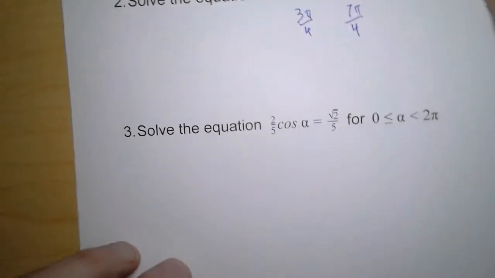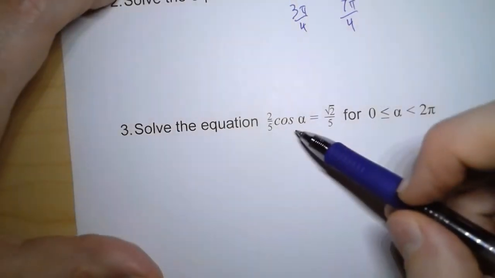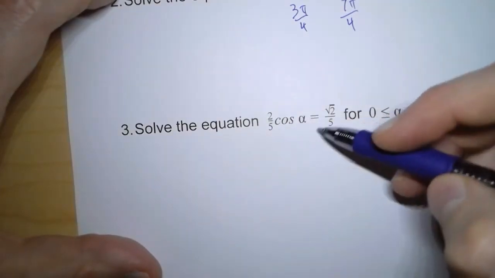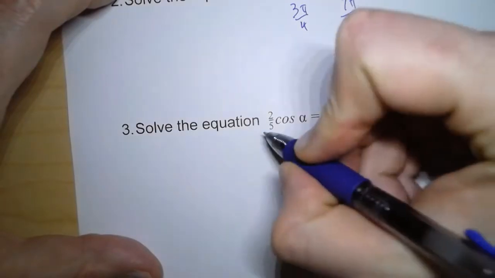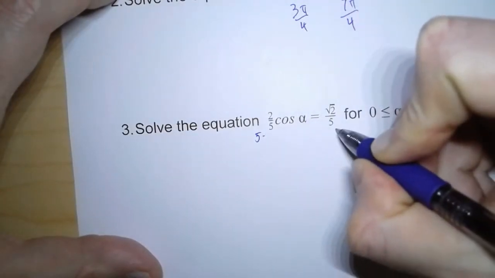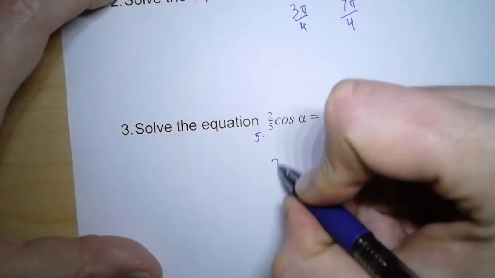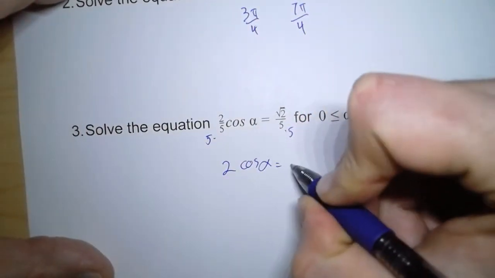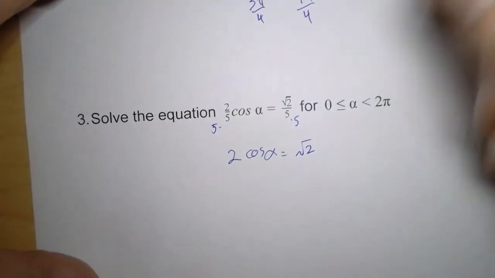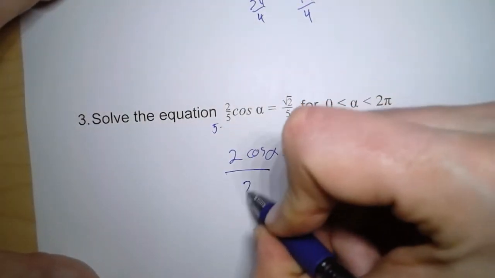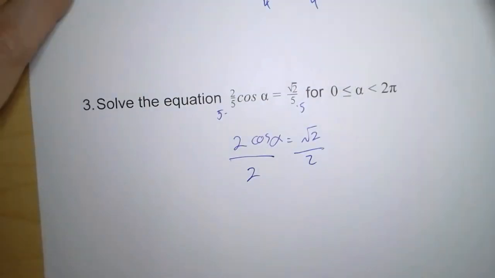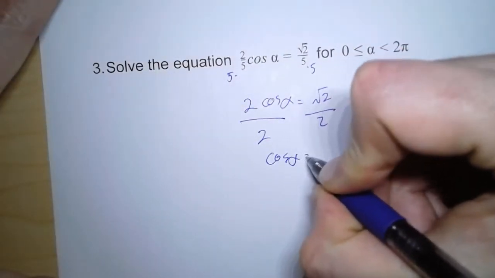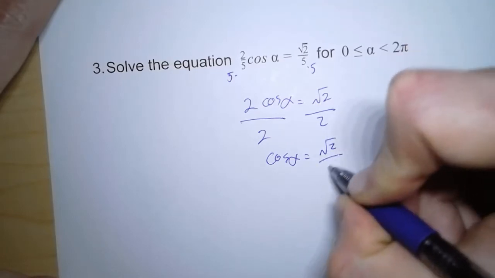Now, starting with number 3, we don't have cosine by itself. We have this 2/5, which means we have to multiply both sides by 5. If we multiply both sides by 5, we get 2 cosine of alpha equals square root of 2. And then we have to divide both sides by 2. So that means we're left with cosine of alpha equals square root of 2 over 2.